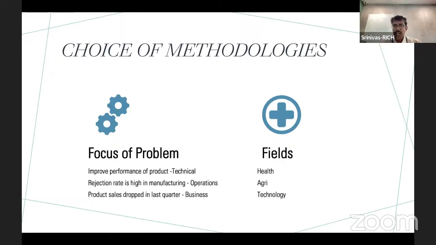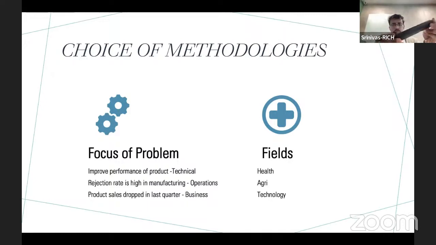So depending on the focus area, for instance, a technical problem could be improving performance of a product. So let us say I have this remote here, and I'm trying to improve the performance of this remote, whether it is durability of the remote, longevity of the battery, the distance over which I can communicate through this remote. There could be several aspects, or increasing the functionality of the remote. So these are all technical problem statements.